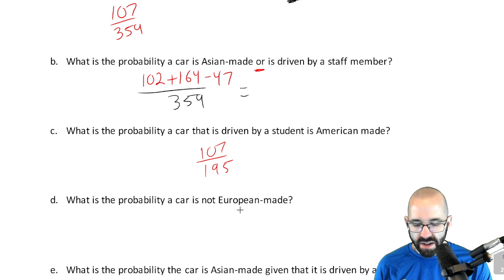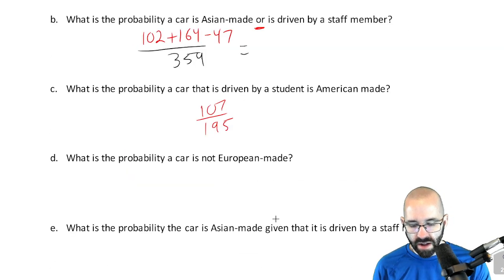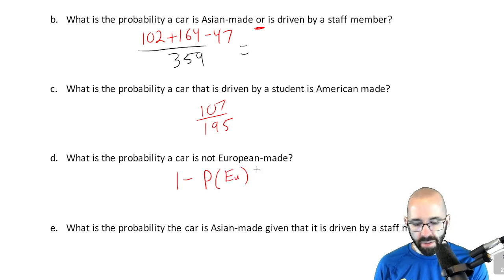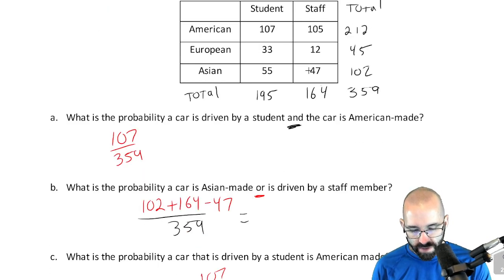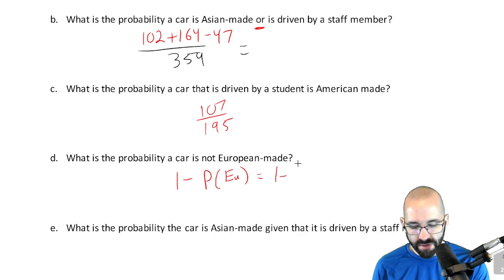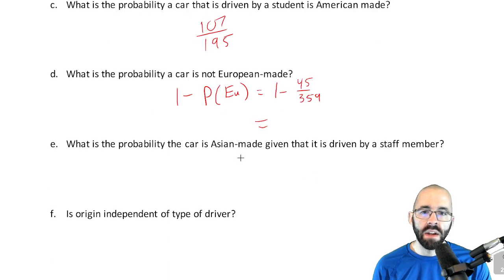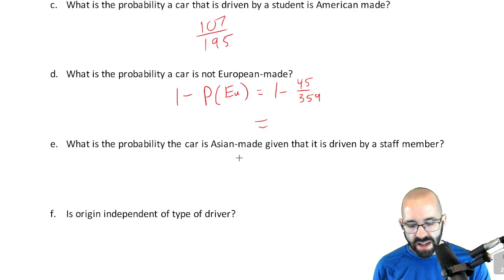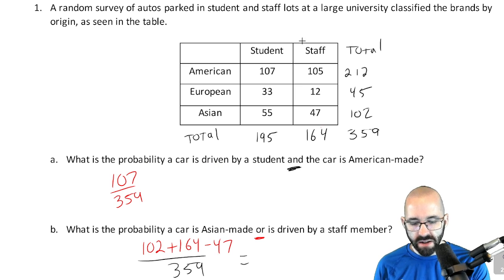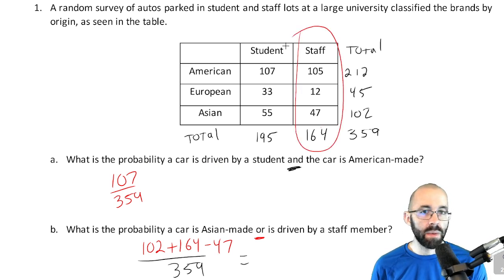What's the probability a car is not European made? That's just going to be 1 minus the probability that it is European made. European made, there are 45 of them out of 359. And again, you could find that out. Given something's driven by a staff member, what's the probability it's Asian made? Conditional probability. Again, we only look at the ones driven by staff. 47 out of 164.